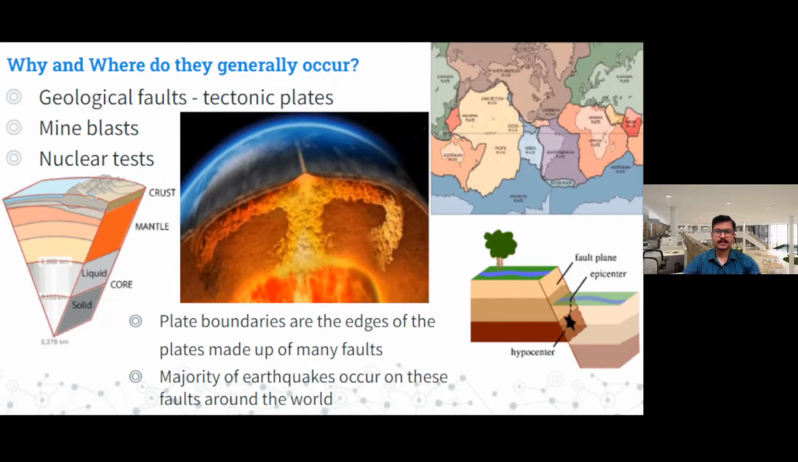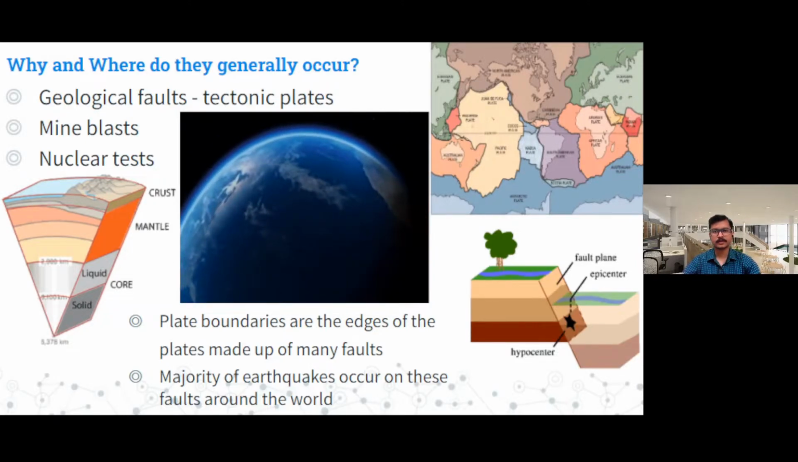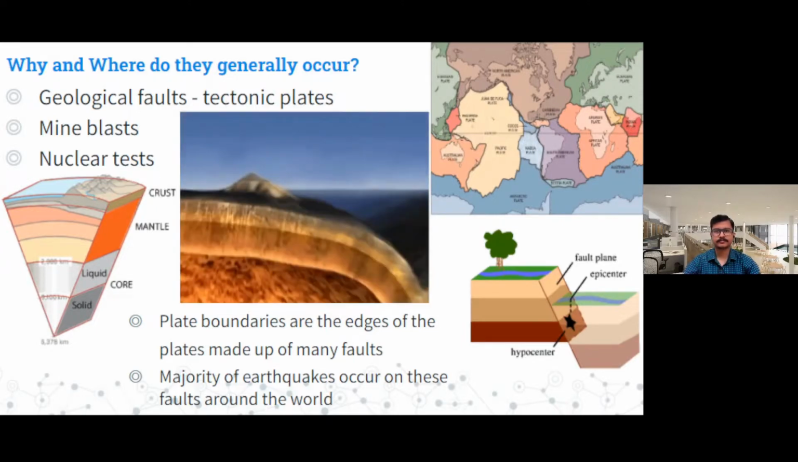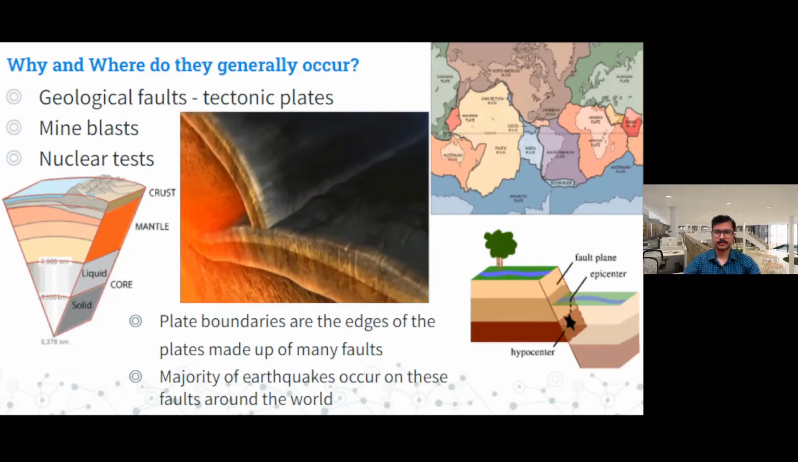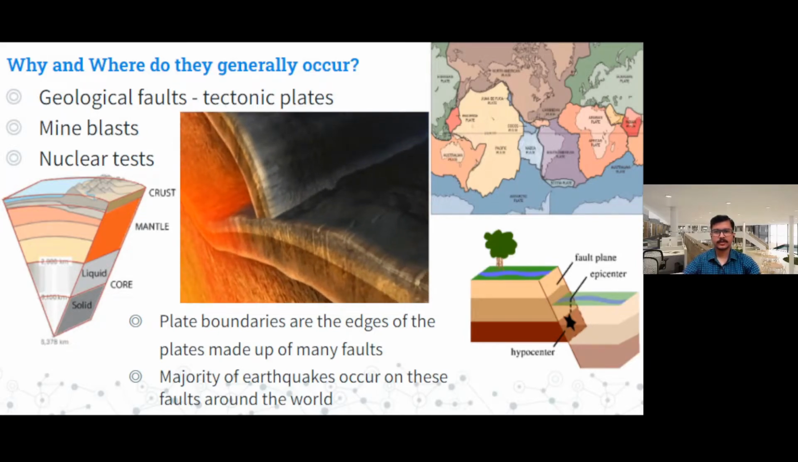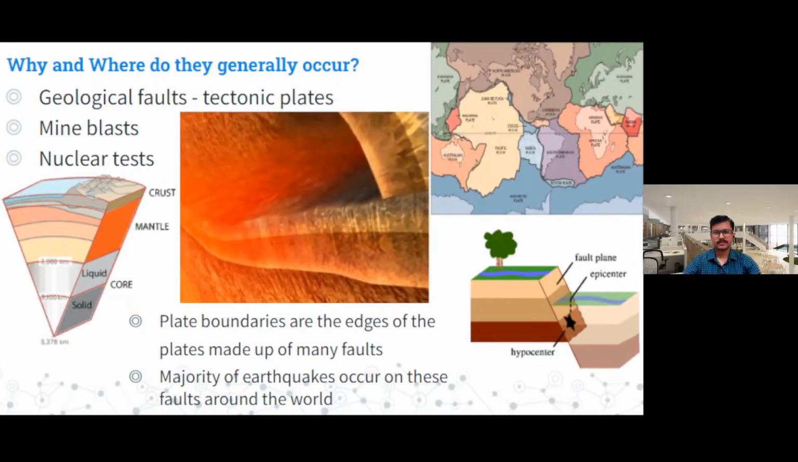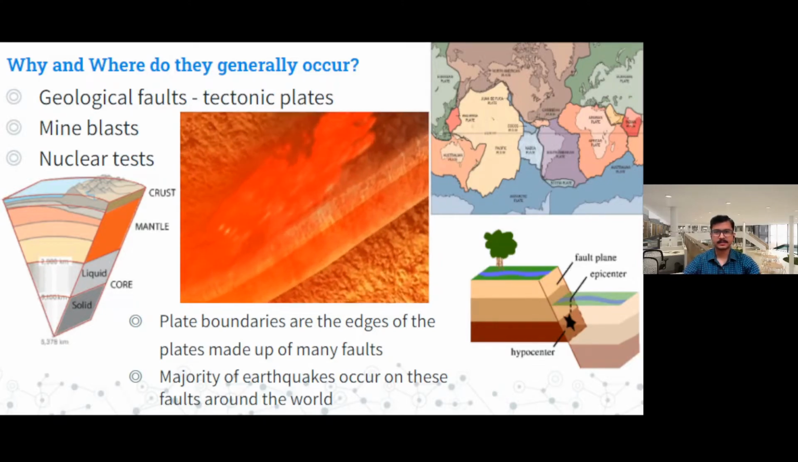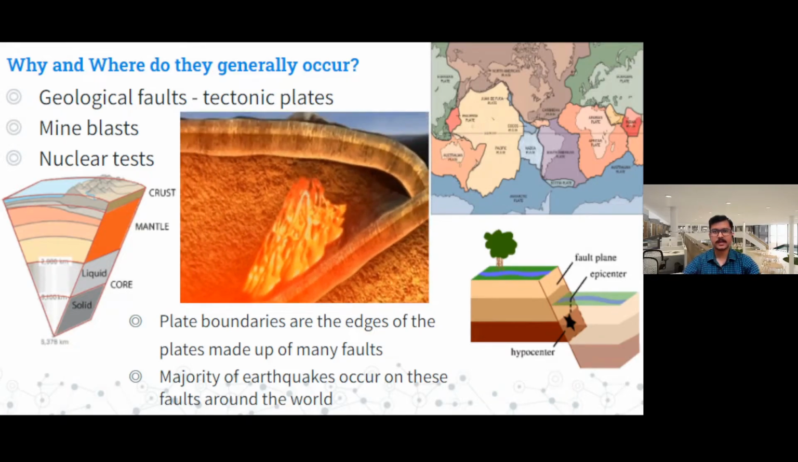The plate boundaries are made up of many faults, and the majority of the earthquakes occur along these faults around the world. While the fault edges are stuck together and the rest of the block is moving, the energy that would normally cause the blocks to slide past each other is stored. All of the stored energy is released suddenly when the force of the moving blocks finally overcomes the friction of the faults.